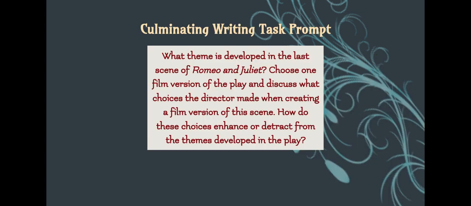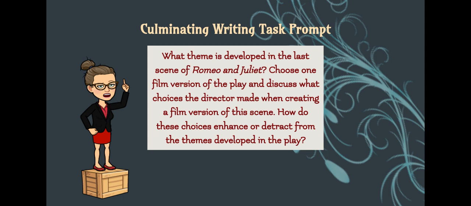Here is the culminating task prompt that you completed in previous lessons. What theme is developed in the last scene of Romeo and Juliet? Choose one film version of the play and discuss what choices the director made when creating a film version of this scene. How do these choices enhance or detract from the themes developed in the play? And if you'll notice, we're just going to build on this in our discussion about adaptations and theme.